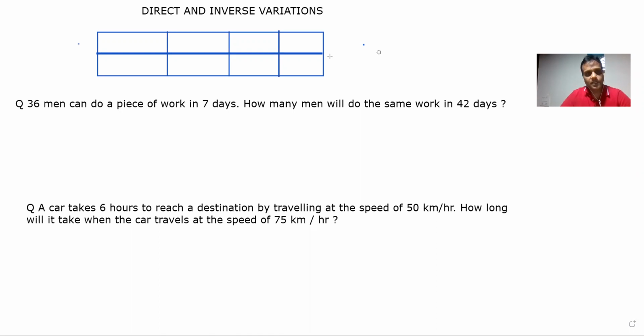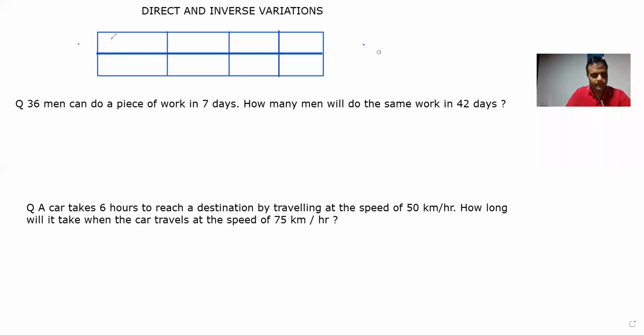What is an inverse variation? Inverse is actually an opposite of direct, that if one quantity is increasing, the other quantity is decreasing. And if the first quantity is decreasing, then the other quantity is increasing. That's an inverse relationship. So let's understand with one example.